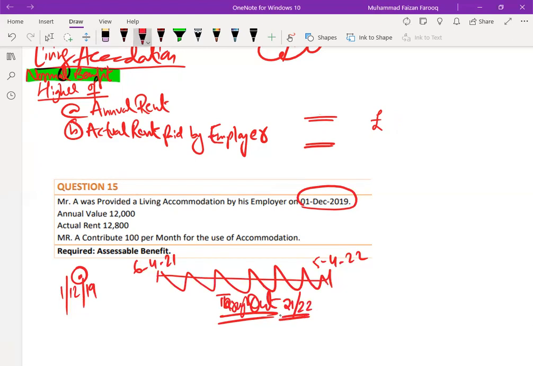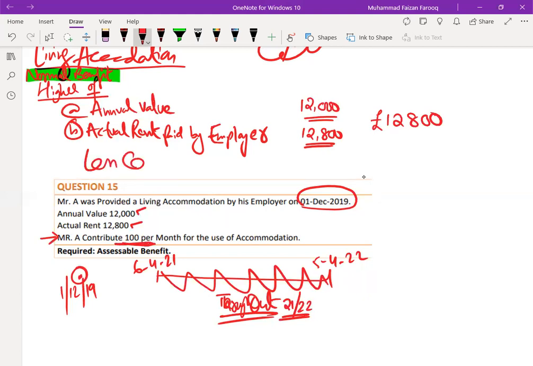Now, tell me the annual rent. How much annual rent is given? 12,000. This is the annual rent, or you can say annual value as well. Both are the same. Okay, 12,000. What is the actual rent paid? 12,800, which is the higher of, right or wrong? How much is the employee returning to the employer? How much? 100 per month. Contribution by employee.